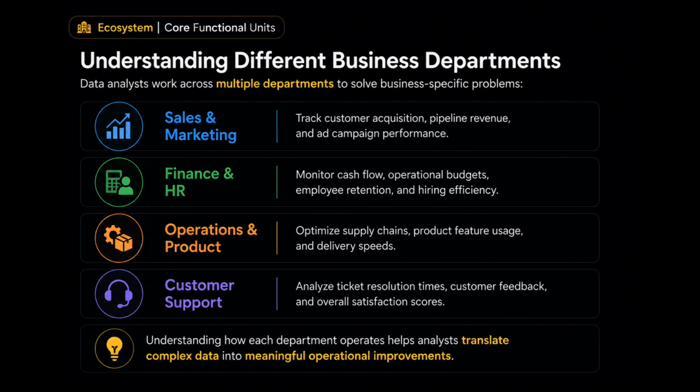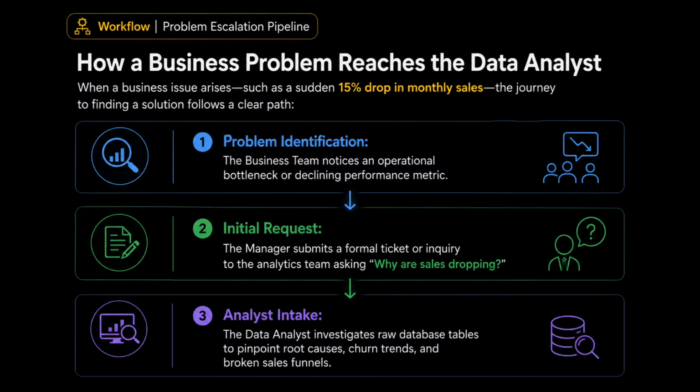In finance and human resources, analysts monitor cash flow, operational budgets, employee retention, and hiring efficiency. In operations and product supply chains, analysts analyze feature usage and improve delivery speeds. In customer support, analysts examine ticket resolution times, customer feedback, and overall satisfaction scores to identify areas for improvement. Therefore, understanding how each department operates helps data analysts translate complex data into meaningful operational improvements and provide insights that support better business decisions.